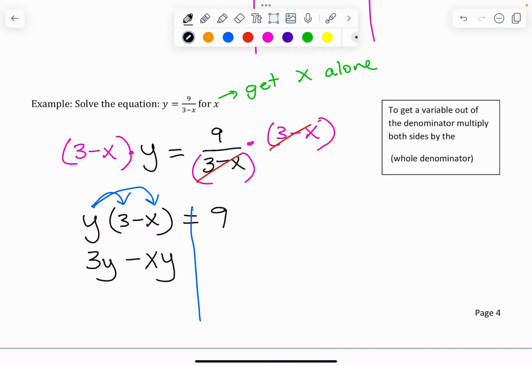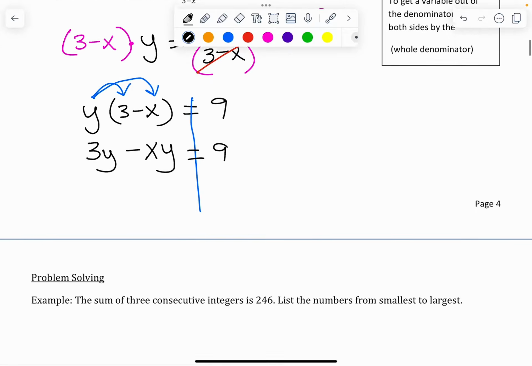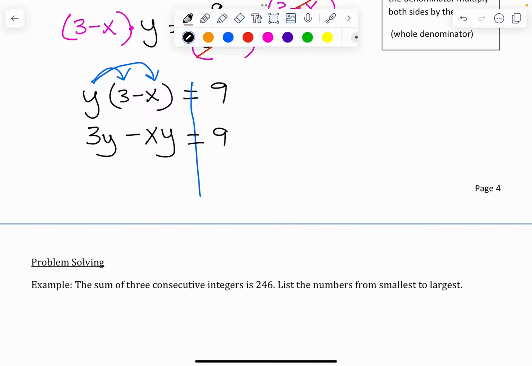xy. Now don't forget our goal is to get this x by itself. So first we had to get it out of the denominator, then we had to get it out of the parentheses, and now we need to get it alone. So we want this x term by itself, so we are going to minus 3y from both sides.